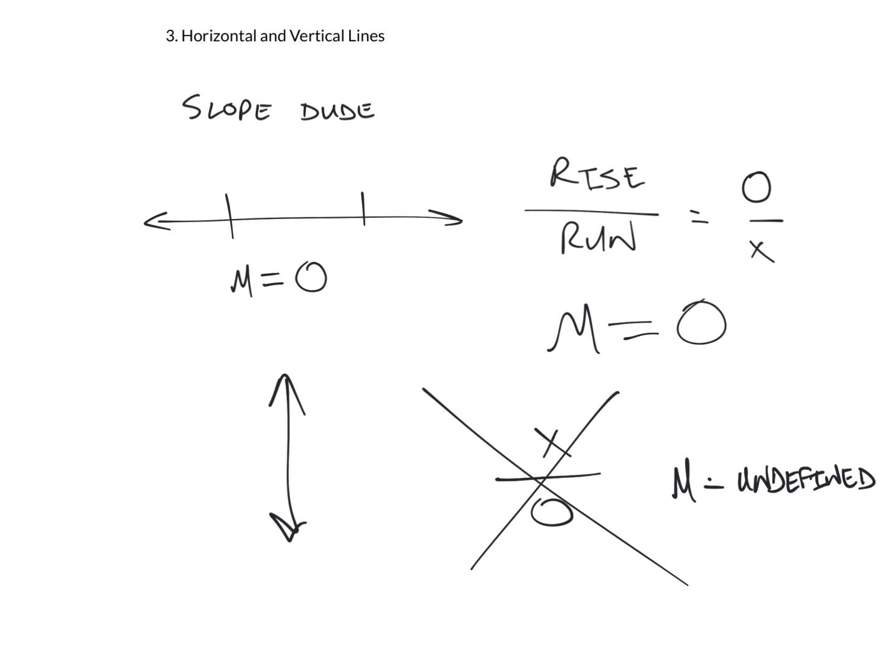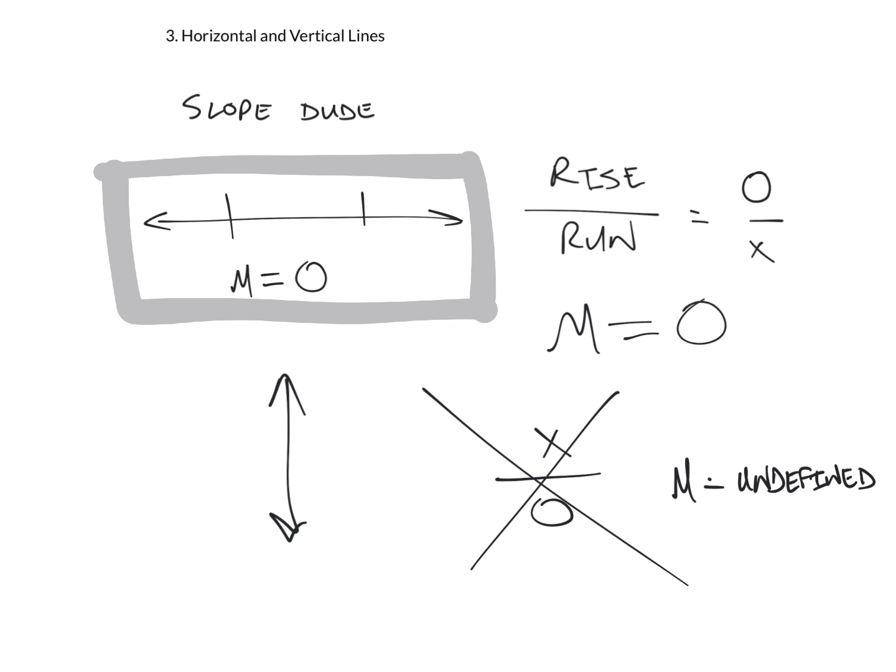So if you have a horizontal line, we say that the slope is 0. And if we have a vertical line, we say that the slope is undefined.